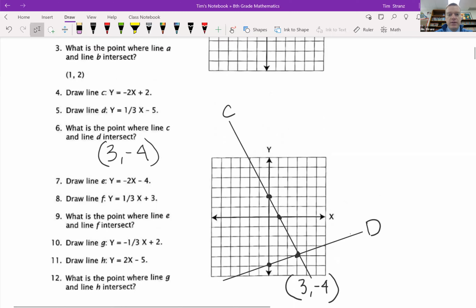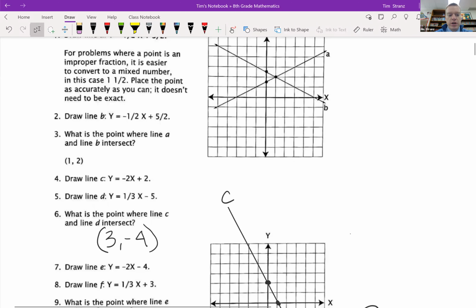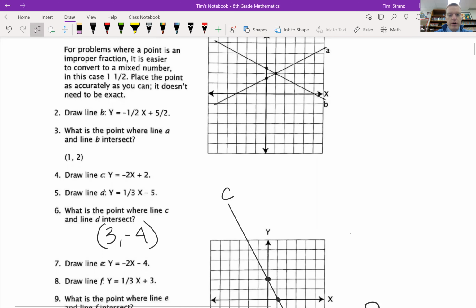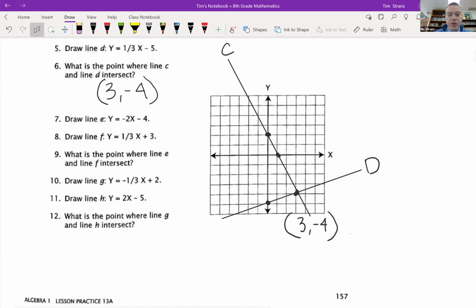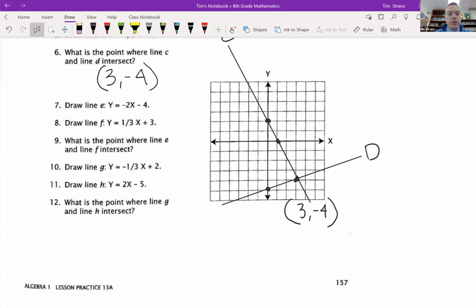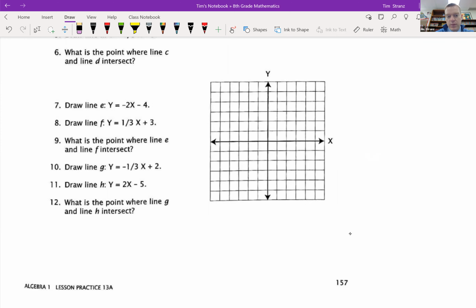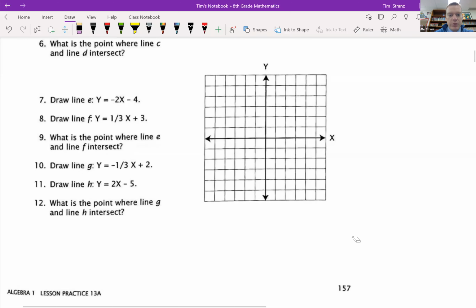Look at number 7. I think they wanted me to draw number 4 on the top graph. Oops, my bad. So we're going to do number 7. I'm actually going to erase this now, so I hope you have it. If not, rewind and make sure you have it. Okay, I'm going to do number 7 on this bottom graph.